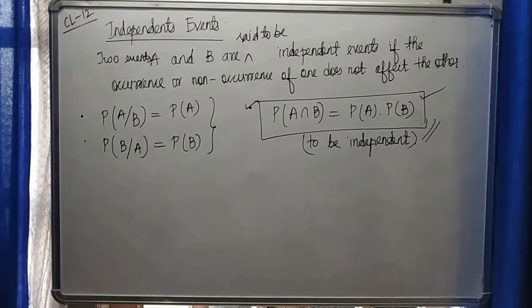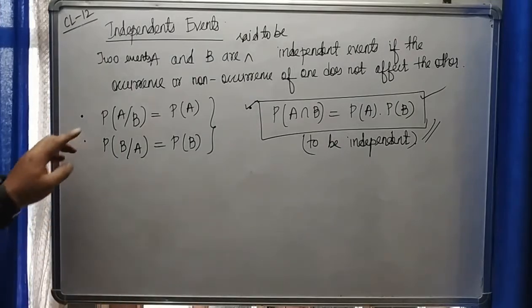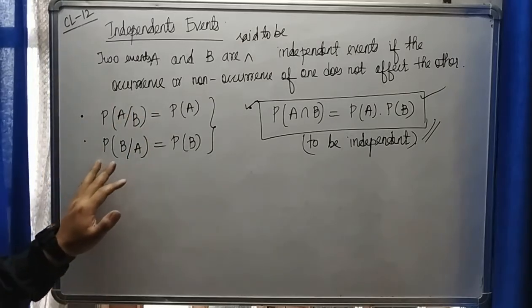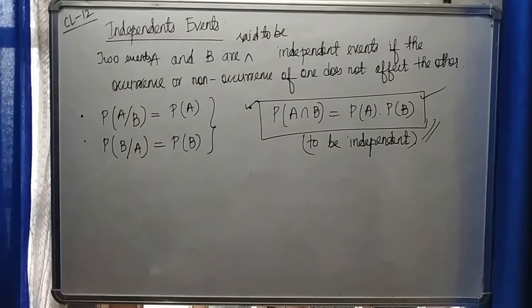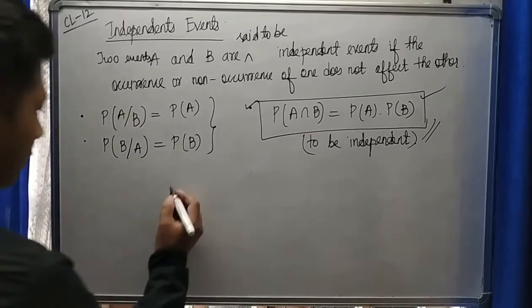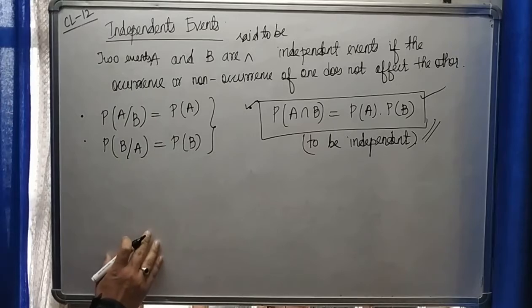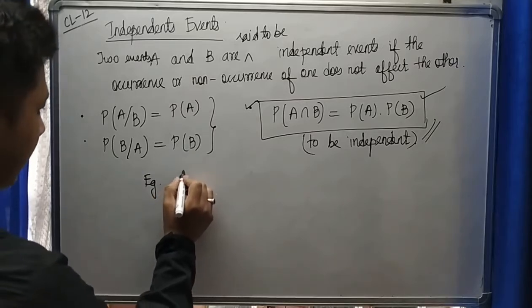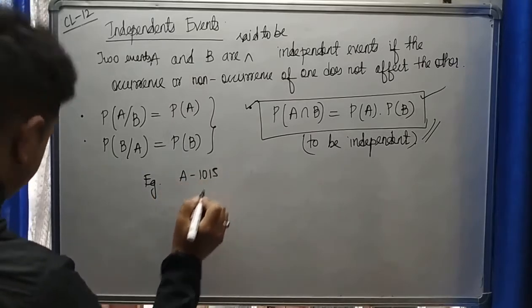And also, if A and B are independent events, then probability of A slash B is always equal to probability of A, and probability of B slash A is also equal to probability of B, provided probability of A and B are both non-zero. Okay, so pause the video, note it down. Along with this, you will also go through the examples out here. Go through the examples in page number A1015.